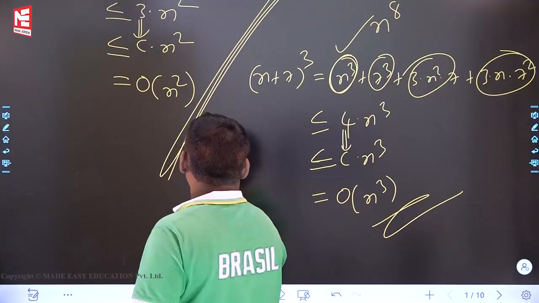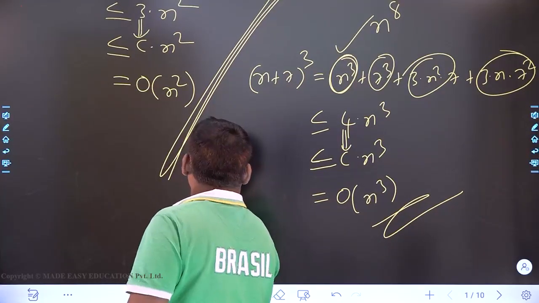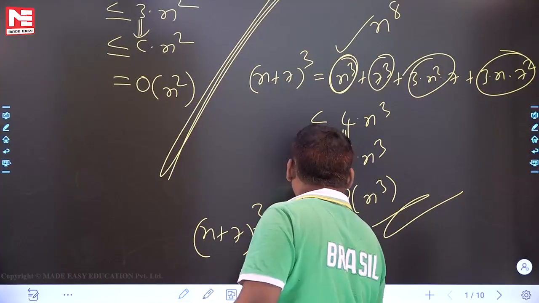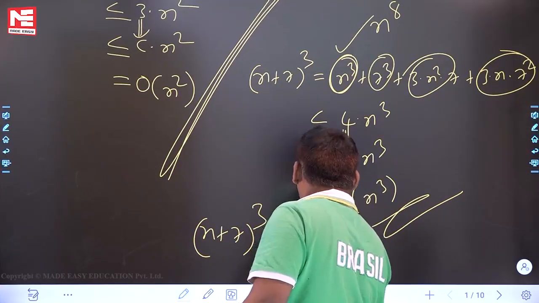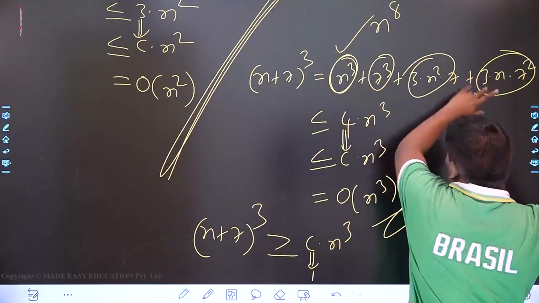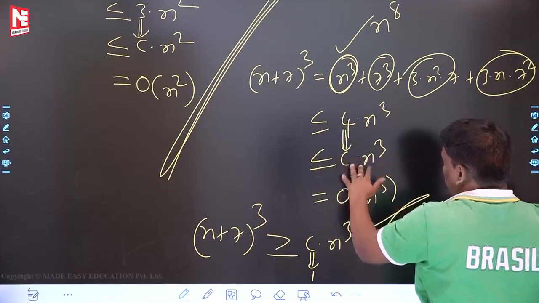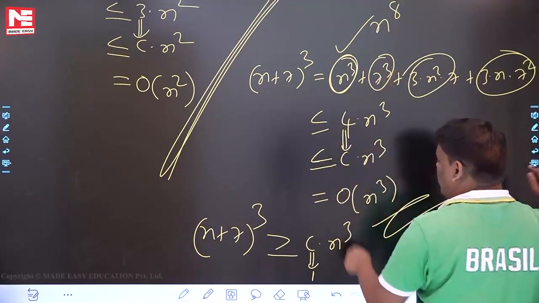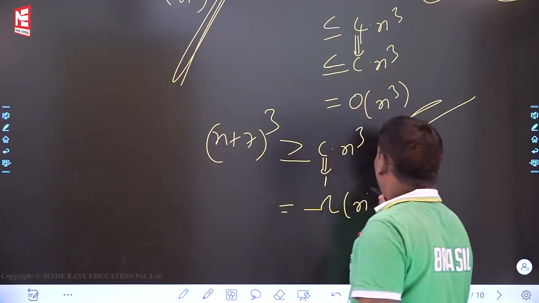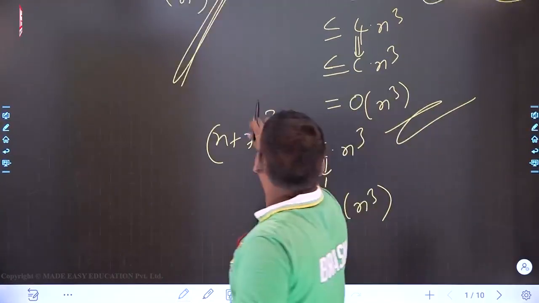Let me write this one. (n plus 7) whole cube, right? Greater than or equal to some C into n cube. C value 1. If I take all, then equal. If I take everywhere bigger, 4 n cube, then big O. If I take only the first one, omega. Right, this is going to be omega of n cube. So big O possible, omega possible.